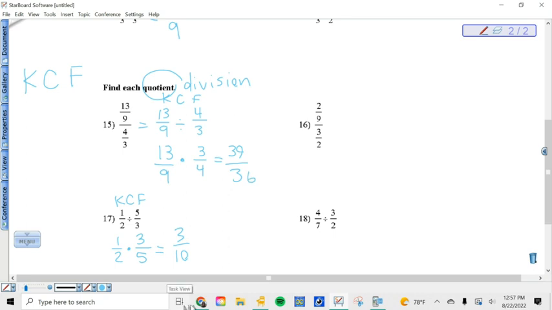Does anyone know how to simplify that? Can't have half of 39. Yeah, divide by 3. So we're going to just divide that 3 back out, so then we get 13 over, what's 36 divided by 3? 12. Perfect. Okay, can you guys show me numbers 16 and 18?